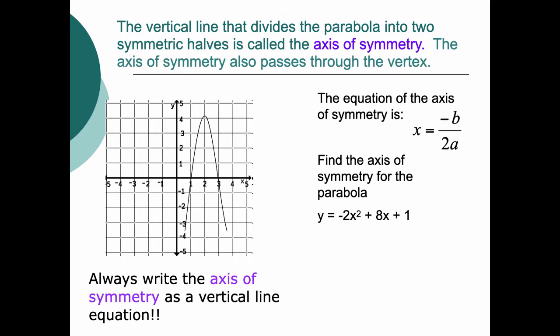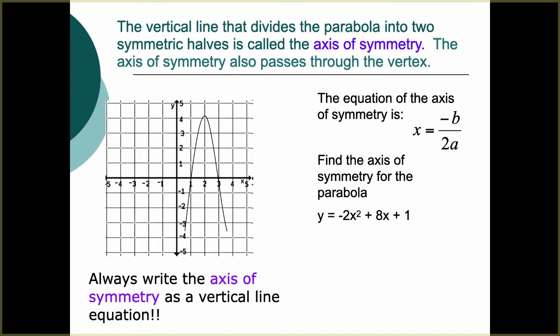So below we have find the axis of symmetry for the parabola y equals negative 2x squared plus 8x plus 1. To find the axis of symmetry, we are just going to plug in the b and the a. Well, our b is 8 and the a is negative 2. We're going to plug these into our formula. X equals the opposite of b, the opposite of 8, so negative 8, over 2 times, in this case, our a is negative 2.